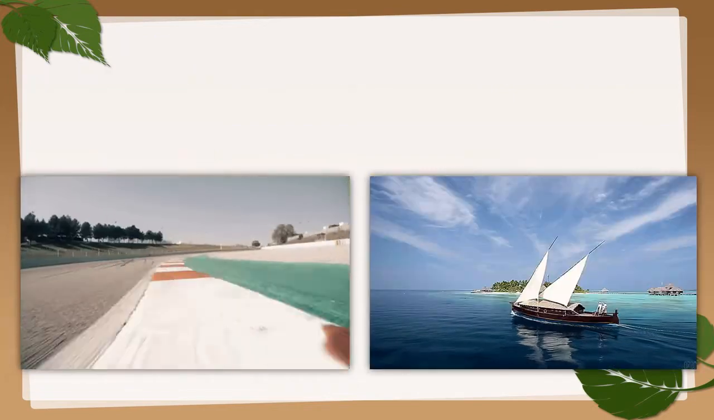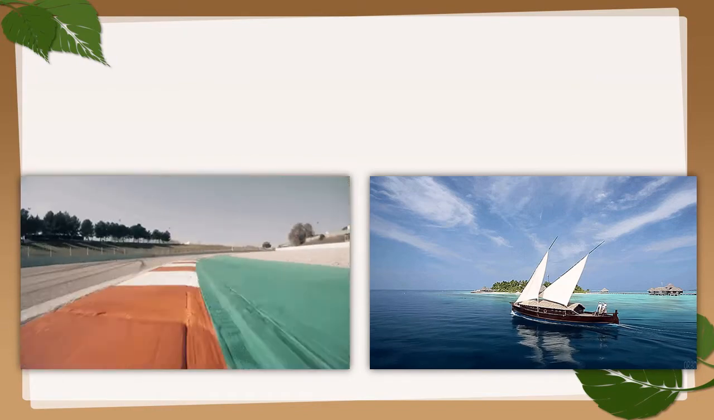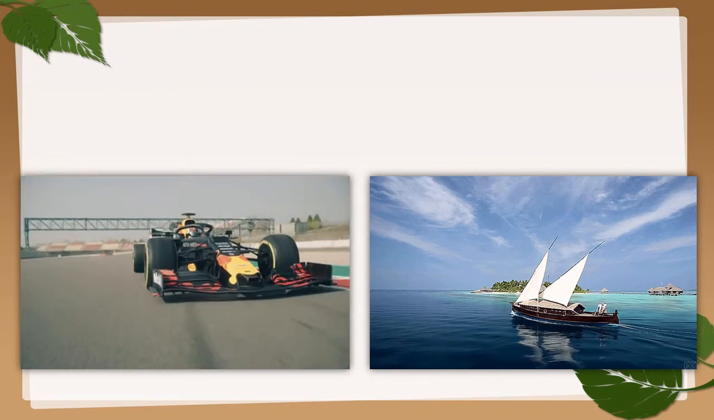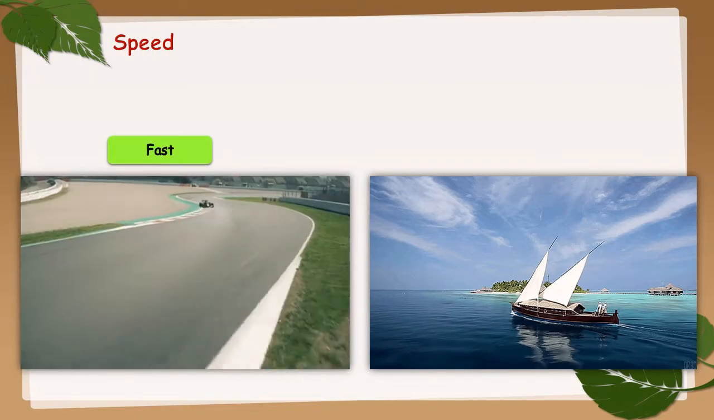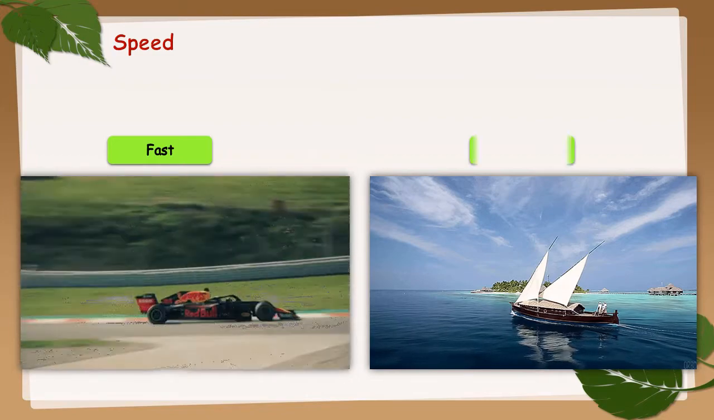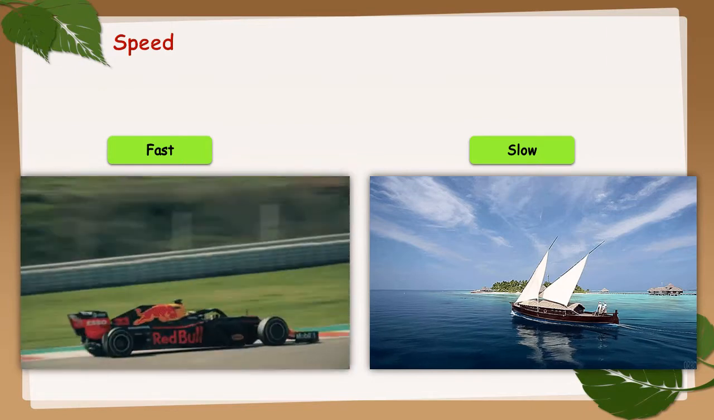Let's look at other examples of things moving in different speeds. The race car in the first picture on the left is moving fast, while the sailboat in the second picture on the right is moving slow. Now, let's talk about direction. Direction is the path a moving object takes.